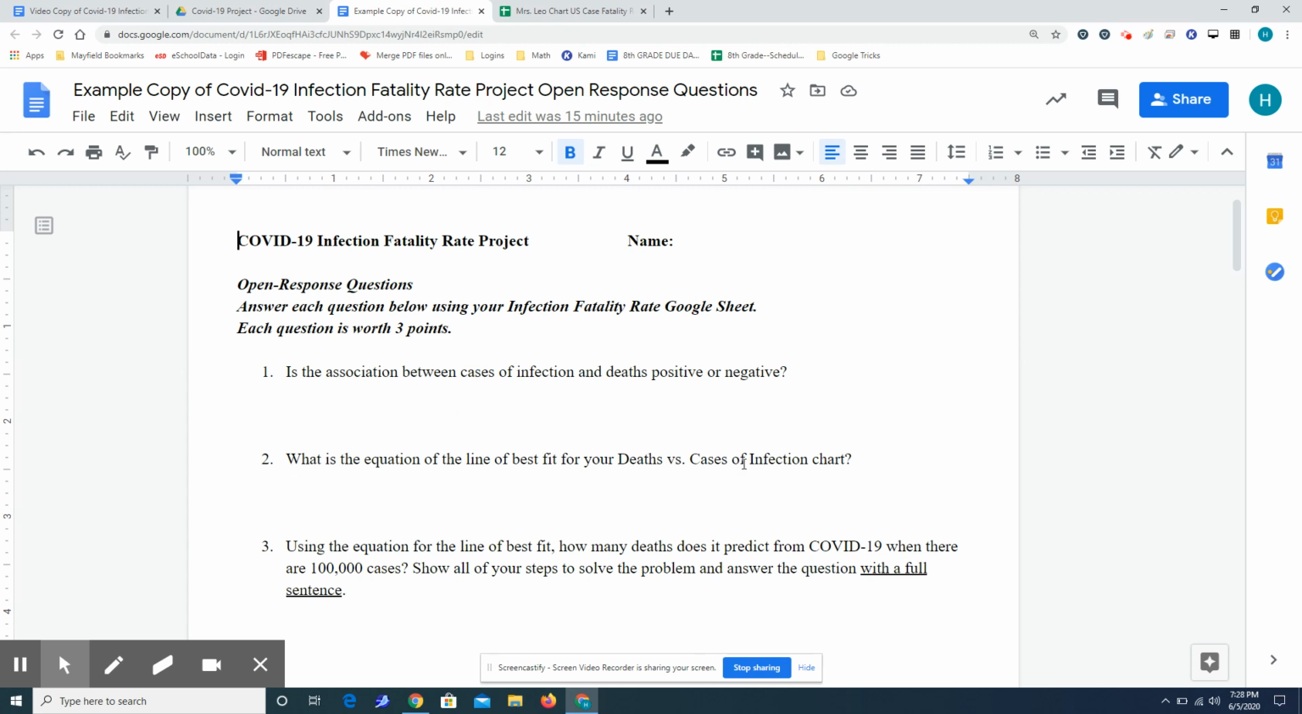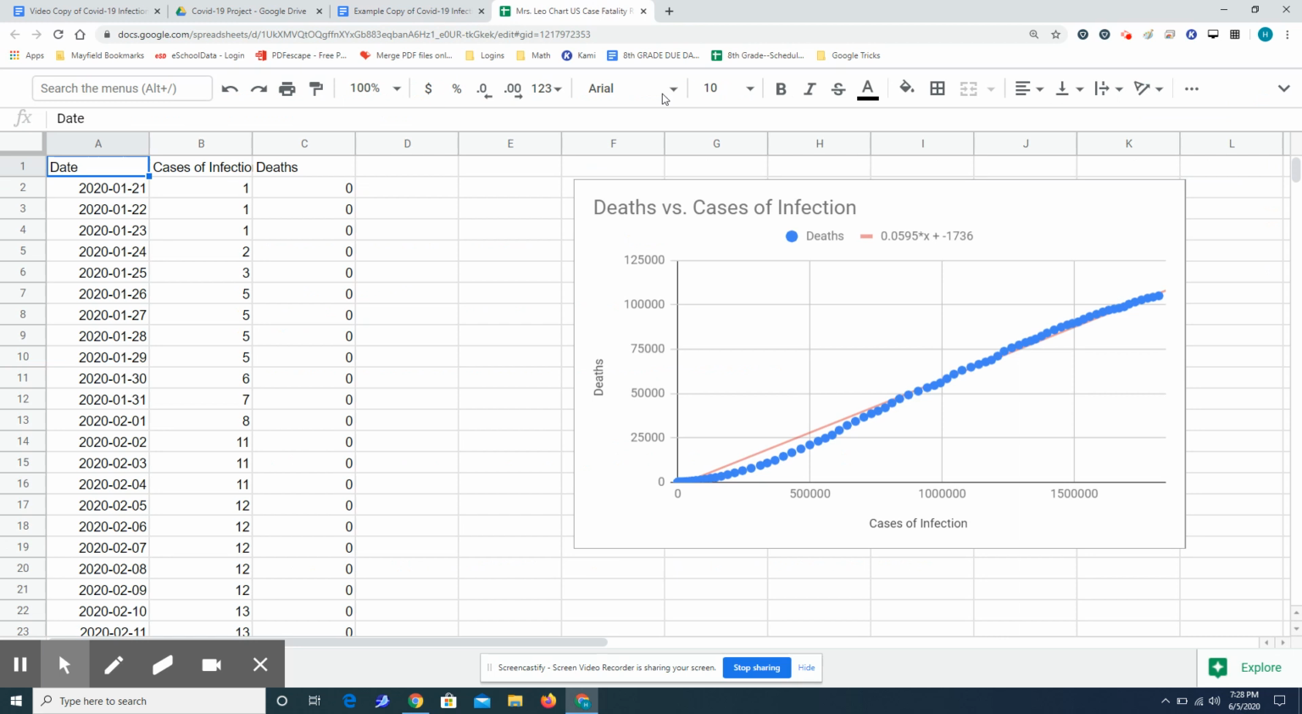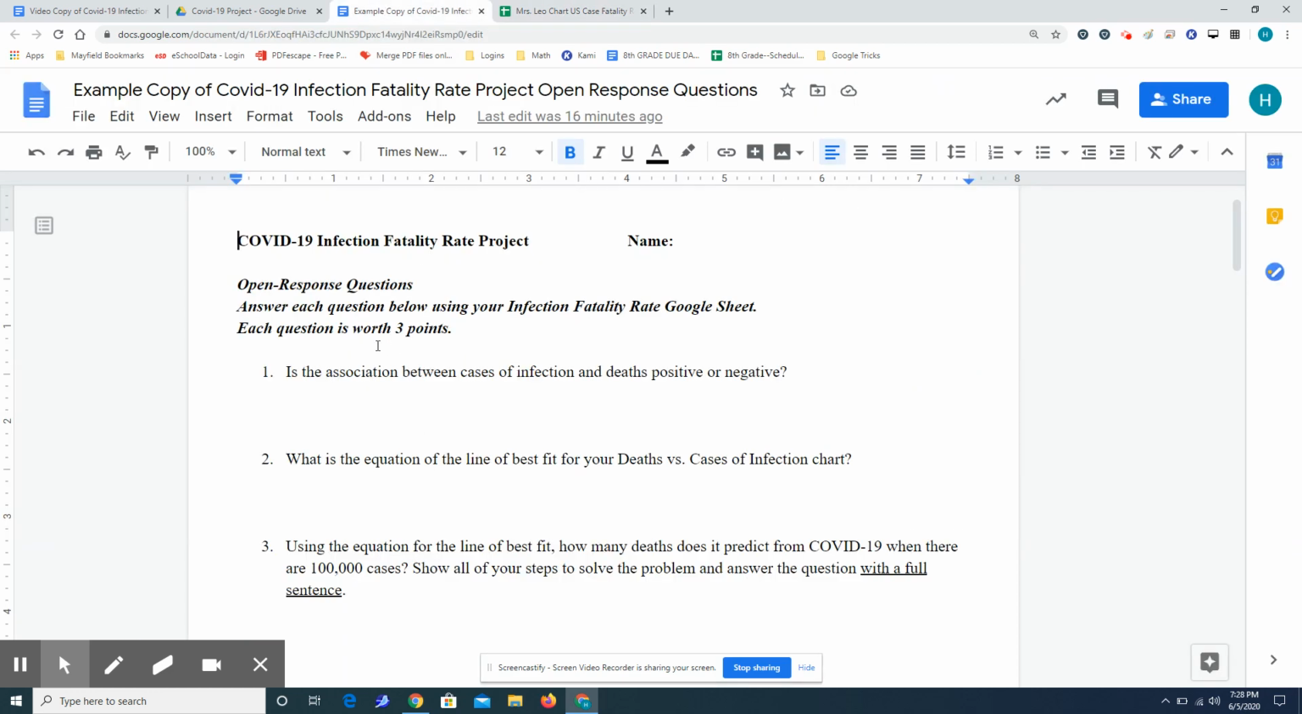Two, what is the equation of the line of best fit for your deaths versus cases of infection chart? Remember what I said in the last video? The equation is actually right up here. You just have to rewrite it. You can take out the star and you need to add the y equal to your equation. So my equation will be y equals 0.0595x plus negative 1,736.